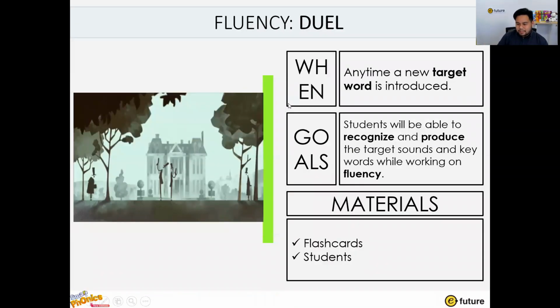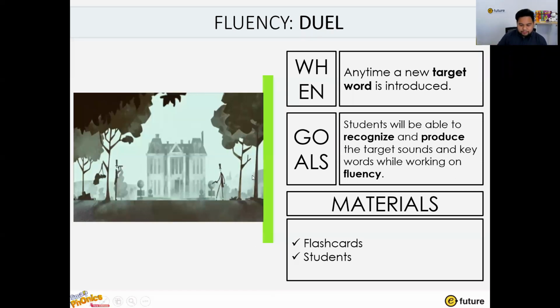Okay, so getting through a bit more. So fluency duel here. Okay, so duel, just like the old times, you can have the students face back to back, and have flashcards. Okay, so you can utilize your flashcards with your students.